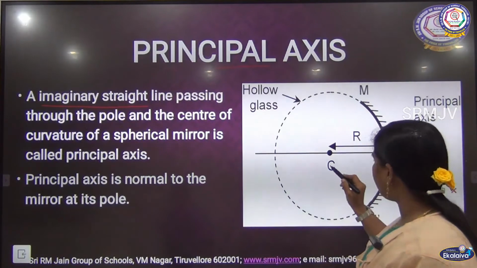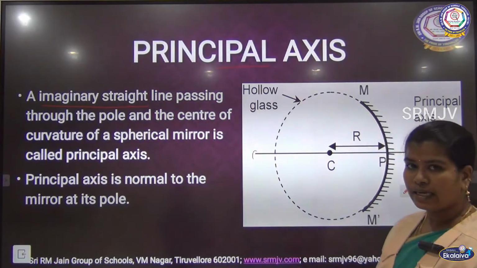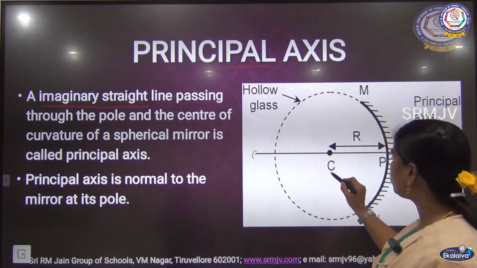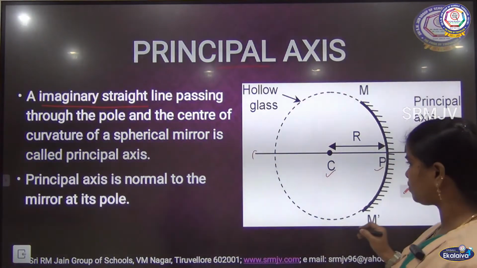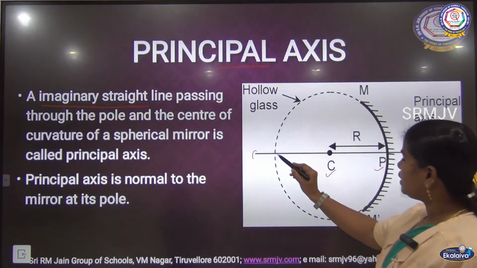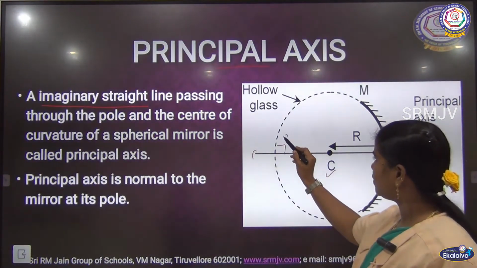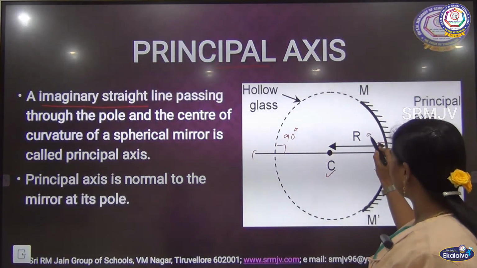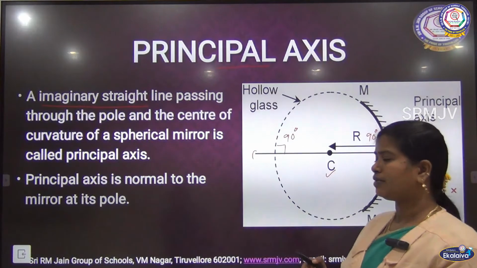You can see here this black line is the principal axis, which is an imaginary line passing through the center of curvature and the pole. Usually this principal axis makes an angle of 90 degrees, so it is normal to the spherical mirror.